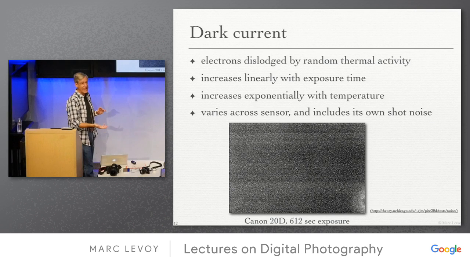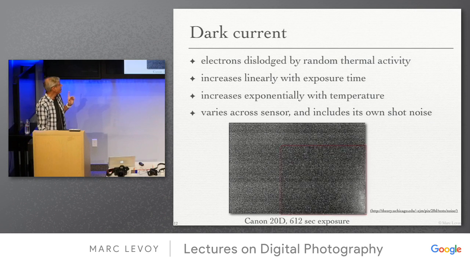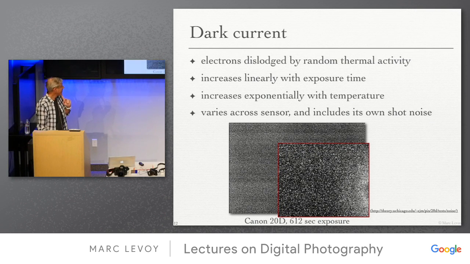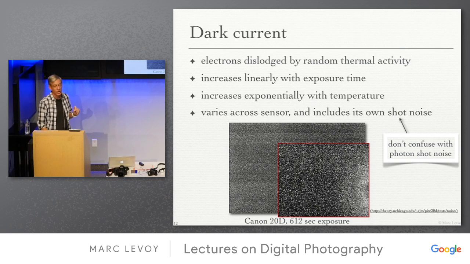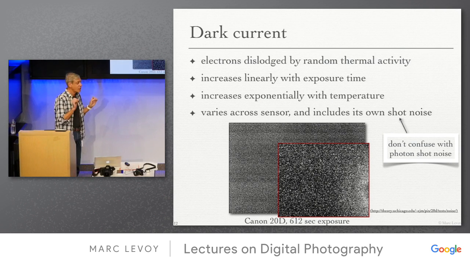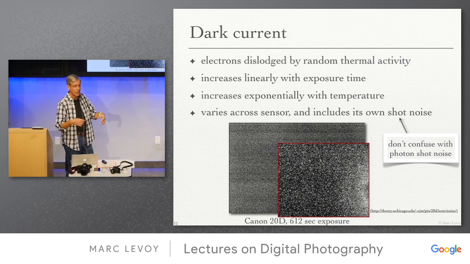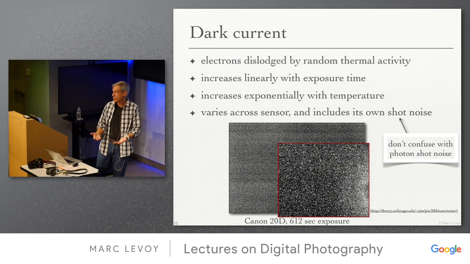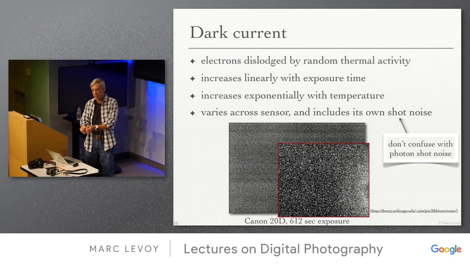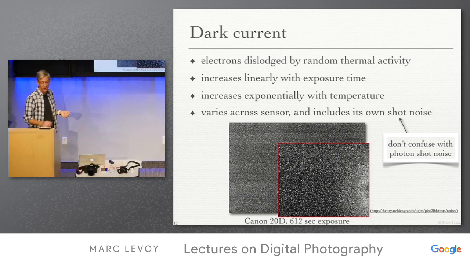And so we say that it has its own shot noise, but don't confuse it with photon shot noise. The word shot noise just means electronic randomness that follows roughly a Poisson distribution. So there's photon shot noise, and there's also shot noise in this dark current.